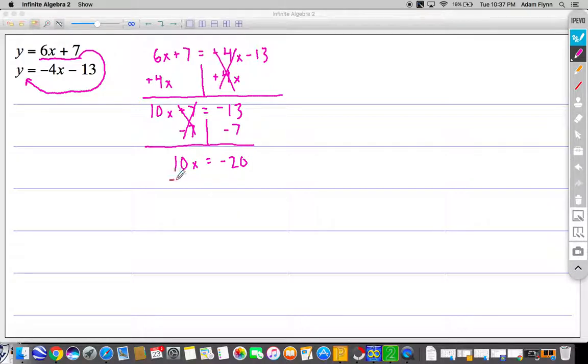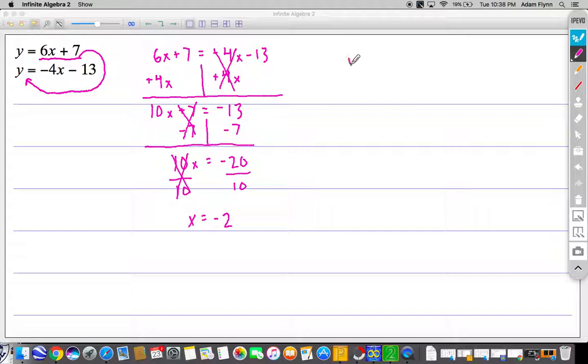So now to solve, I will divide both sides by 10 to get the x by itself. 10 divided by 10 will cancel out. So I have x equals negative 20 divided by 10, which is negative 2. So now we can take this negative 2 and plug it in for x in either the top equation or the bottom equation and solve for y. So let's do the top equation this time.